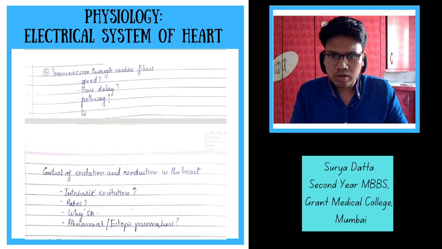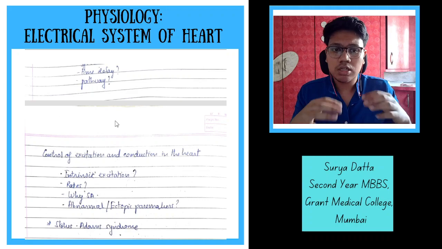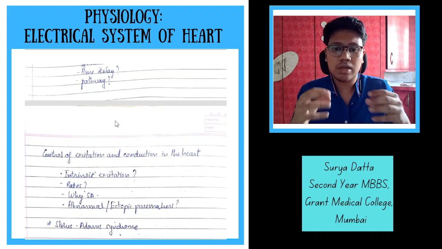Now, let's look at the transmission through cardiac fibers. We just talked about this, the spiral pathway. Next is control of excitation and conduction in the heart. Here we're coming to an end, which is basically how the body naturally controls and changes the heart rate depending on the situation.